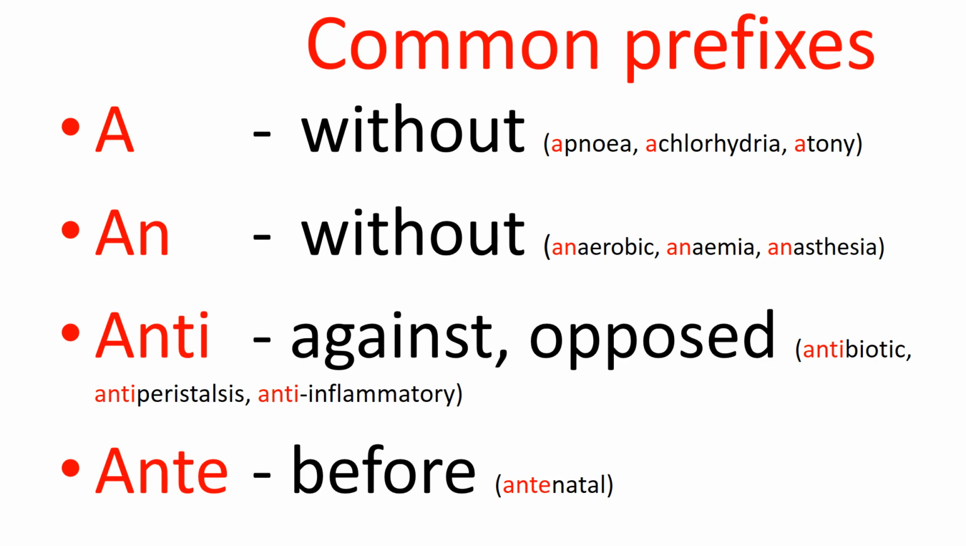Now, the chlorhydria refers to the hydrochloric acid in the stomach. So achlorhydria would be a condition where there is no hydrochloric acid in the stomach. In practice, it would mean there is less hydrochloric acid in the stomach than normal. Atony, now the tony part there, T-O-N-Y, that refers to the tone of a muscle. So atony is a condition where the muscle has lost its tone, the muscle has lost its strength.